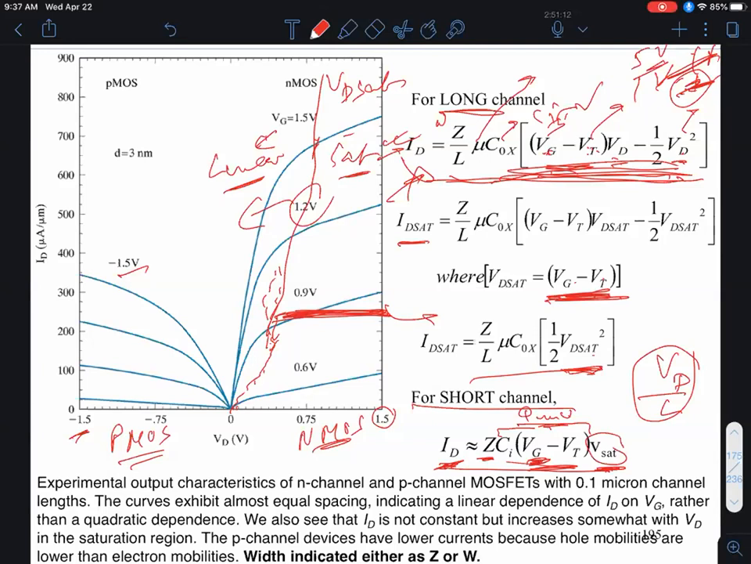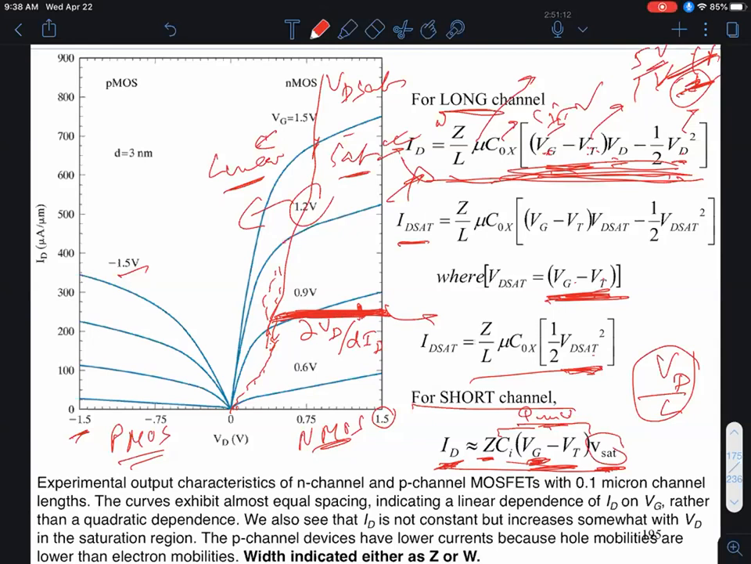So in the long channel devices, remember the curves were flat, which means that the output impedance was close to infinity, right? Because the impedance is given by del VD over del ID, right? So if the curves are flat, the del VD was non-zero, but the del ID was zero, in which case the output impedance would be very, very high, which is good, right?